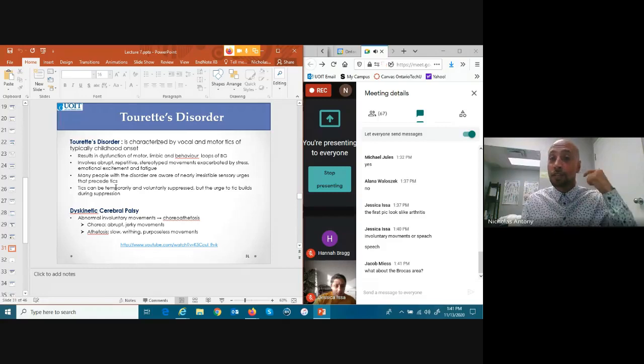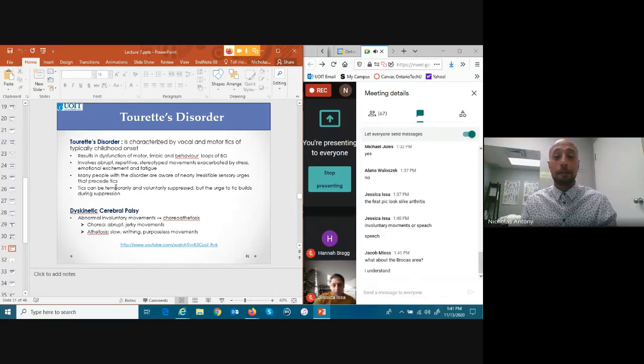They're fighting the urge to say that, and the basal ganglia is not stopping them from saying that. Okay, perfect. And then the last one is dyskinetic cerebral palsy.